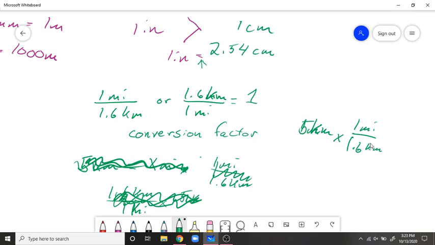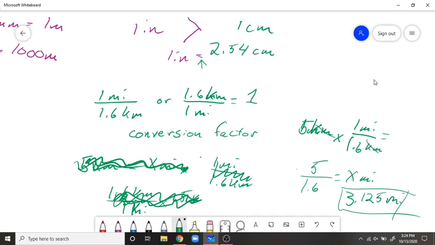1.6 kilometers. My kilometers cancel out. I now have 5 over 1.6 is equal to X miles. And had I been really on the ball, I would have had my calculator at the ready before I started writing. But seeing as how I had trouble even writing the equation, 5 divided by 1.6, X is equal to 3.125 miles. So your 5-kilometer race is just over 3 miles long.